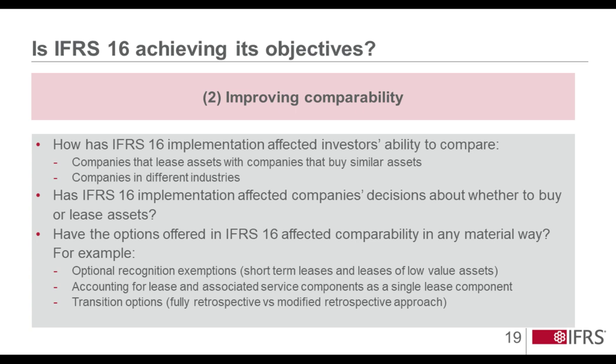So I think the commentator asked this specifically and honed in on the fact, and rightly said, isn't there a lot of optionality in the transition requirements of IFRS 16? So why did the board decide that? And if comparability was an issue, why did the board decide to have all that optionality?